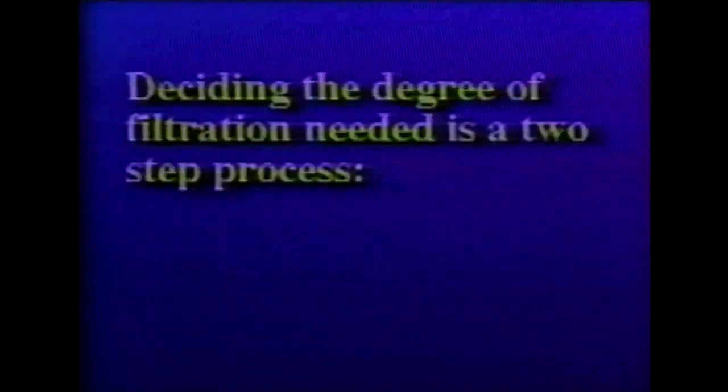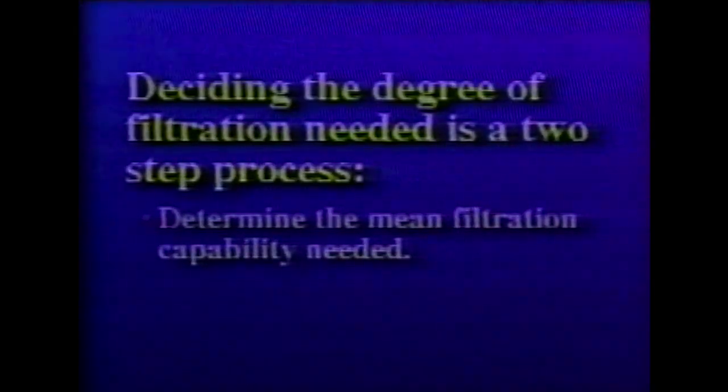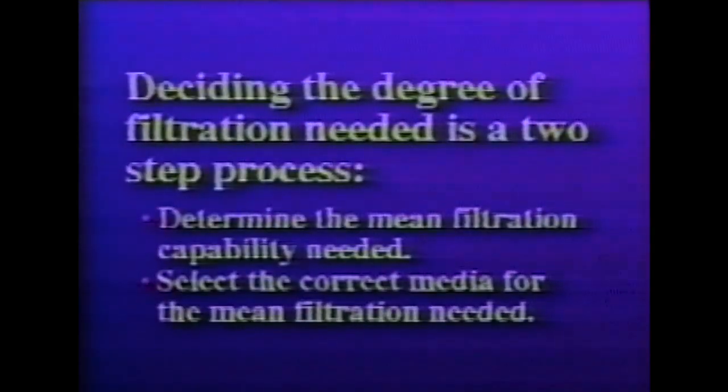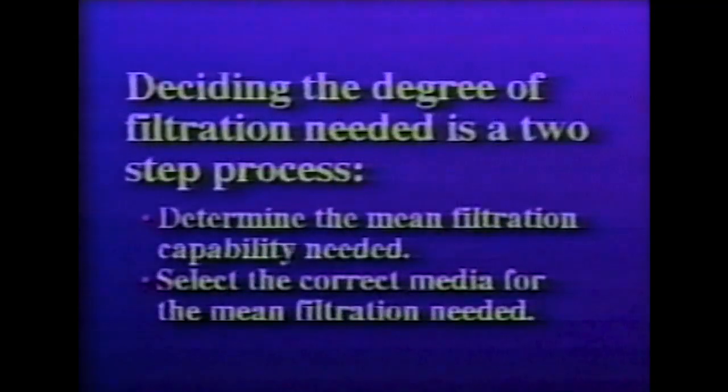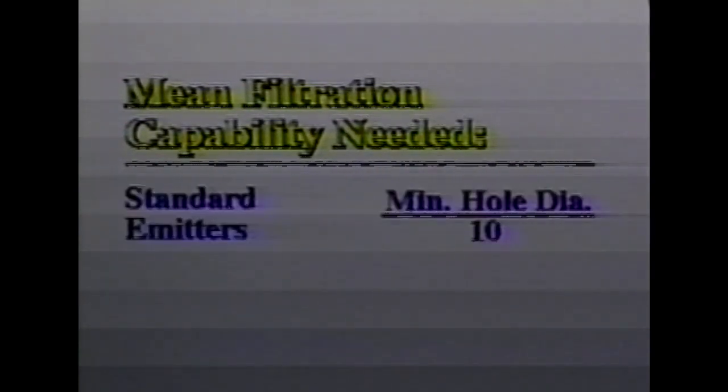Selection of media is affected by the degree of filtration needed. Deciding the degree of filtration needed is a 2-step process. First, one must determine the mean filtration capability needed. Then, one must select the correct media for the mean filtration capability needed. The mean filtration capability needed is determined using a formula for either emitters or for micro sprinklers.